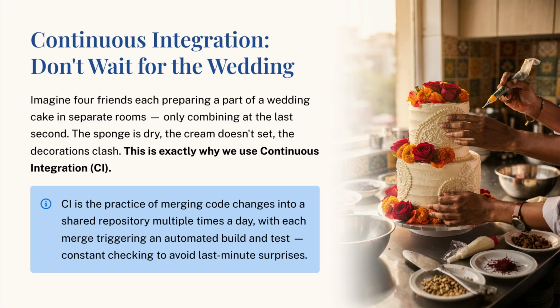Maybe the sponge is too dry, the cream doesn't set, or the decorations don't match the flavor of the cake. This is exactly why we use continuous integration or CI. Technically, CI is a development practice where developers merge their code changes into a shared repository multiple times a day, with each merge triggering an automated build and test. In simple words, it's simply the act of constantly checking if your individual pieces of work fit together. Instead of waiting for a big bang moment where everything crashes, you check your compatibility every single hour.